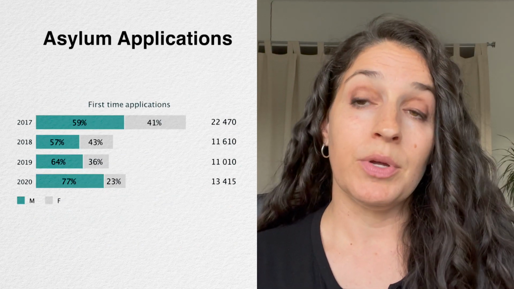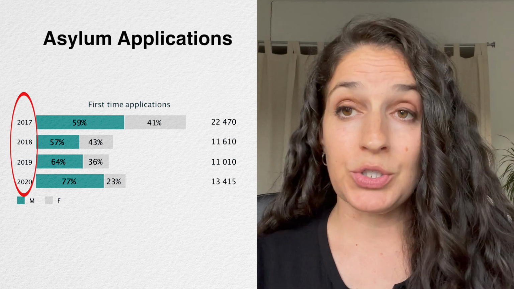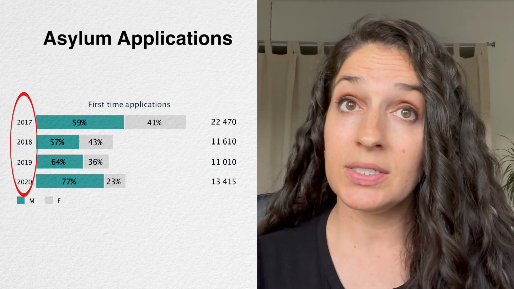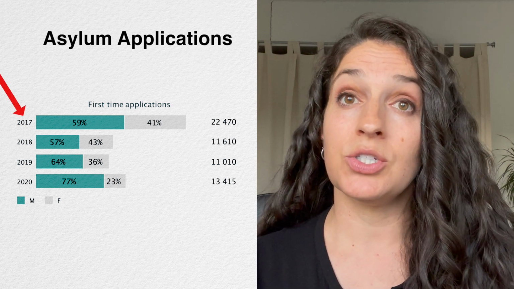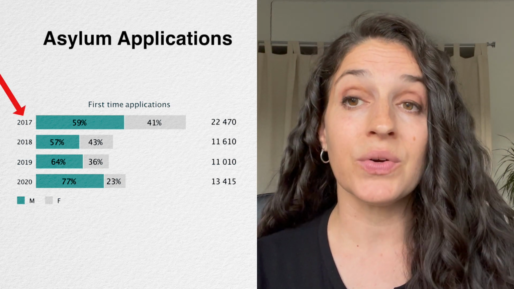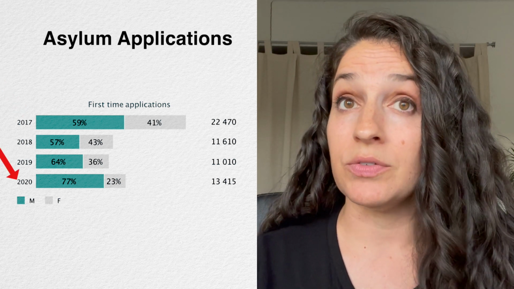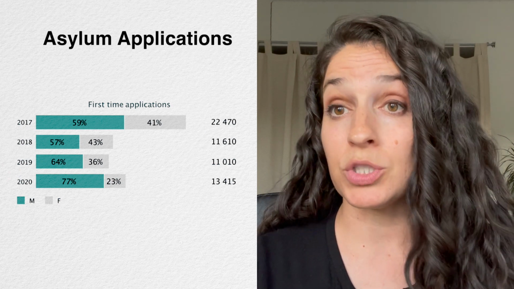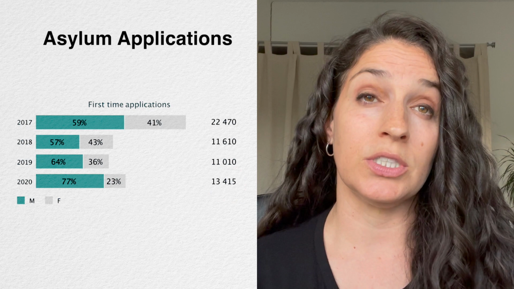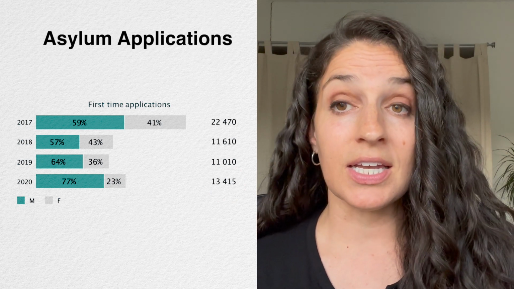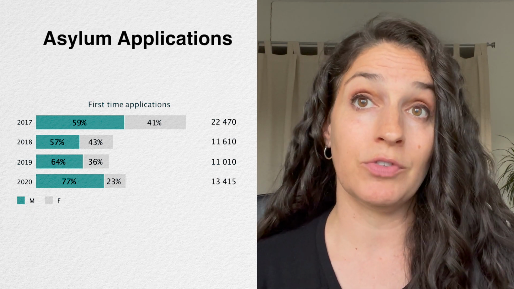Now let's talk a little bit more about asylum applications. So here you can see between 2017 and 2020, first-time asylum applications. And you can see that in 2017, there were a higher number of asylum applications put in than in 2020, for example. So we went from a bit more than 22,000 to a bit more than 13,000 applications in 2020. What you can also see is that the majority of applicants are male as opposed to female.